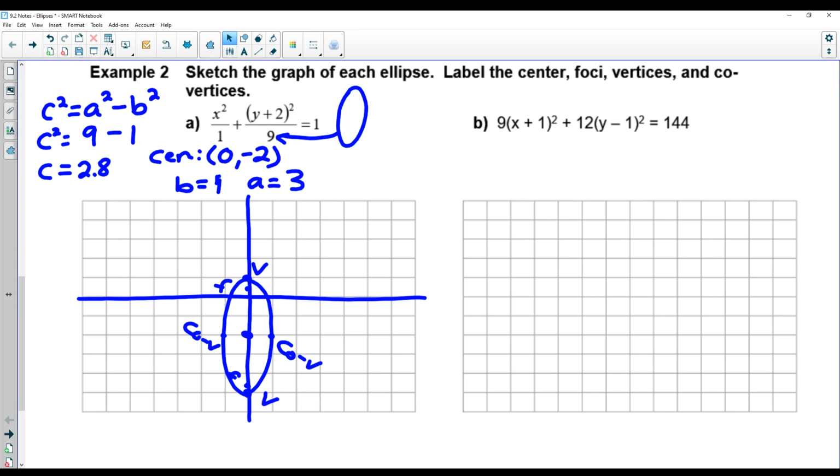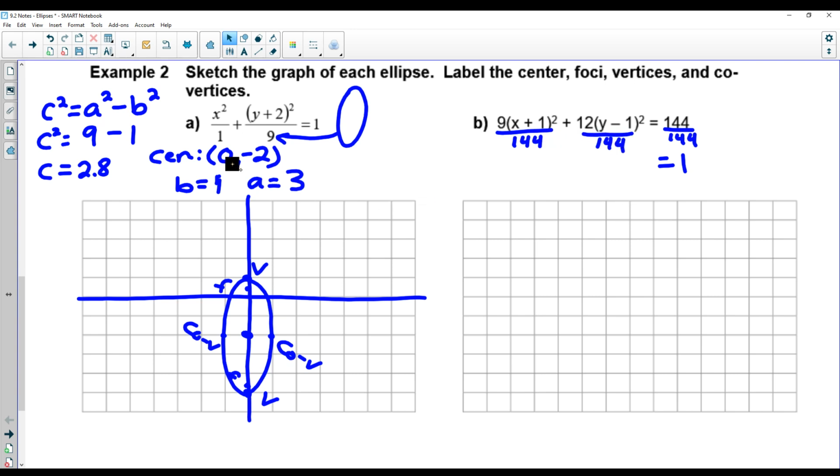All right, let's go ahead and do the next one. This one has a little trick to it because it's not in the form we want. It's not equal to 1. So the first thing we got to do is get this equal to 1. And to do that, I'm going to go ahead and divide by 144 because that'll make it equal 1, like I want it to. All right? So let's go ahead and do that to both sides. If we divide that side by 144, we got to divide this side. I'm going to distribute my division to both terms.